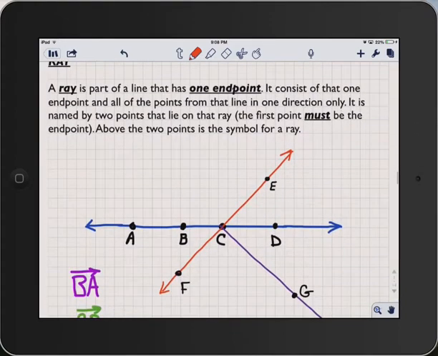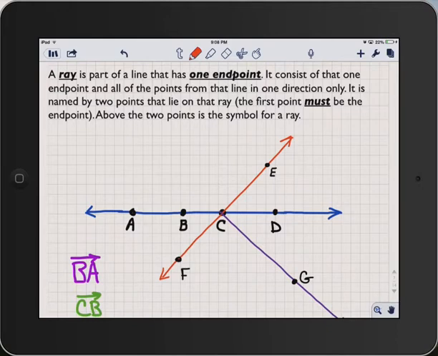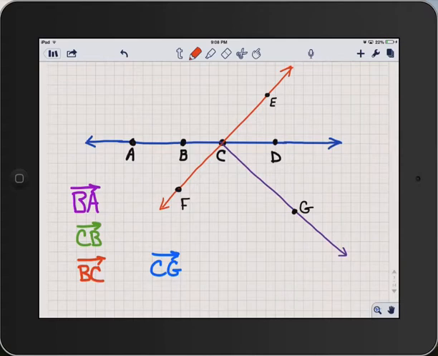Ray. A ray is part of a line that has 1 endpoint. It consists of that 1 endpoint and all of the points from that line that lie in one direction only, traveling along that line. It is named by 2 points that lie on the ray. The first point must be the endpoint. Above the 2 points is a symbol for ray. So over to the left, I have 4 different rays that have been named, and we'll see what they look like. Ray BA, because point B is stated first, that is the endpoint. It goes from point B towards point A and beyond. So it's all the points off to the left of this diagram.